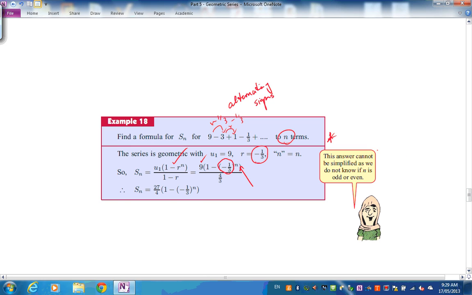So we have a look here. This answer cannot be simplified, as we do not know if n is odd or even. So that's our final answer there. Now that's a good tool. If we wanted to find S10, just put 10 in place of n.